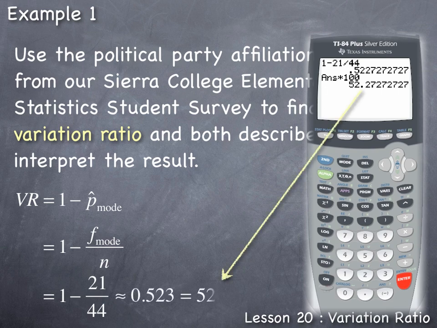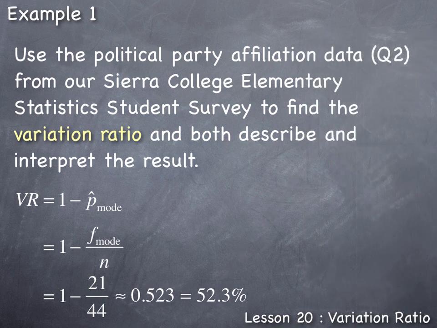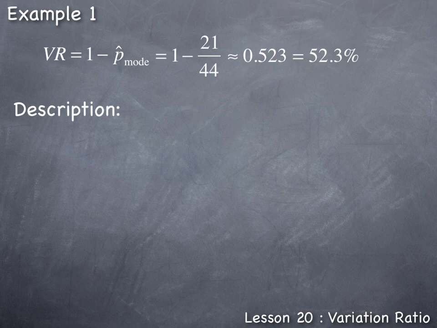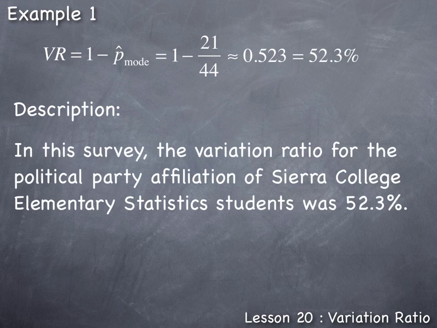Now that we could record this result off of our calculator screen, we're now ready to complete the problem by using words to both describe and interpret the result. The description just merely reports the results that's directly derived from the data. So we could say the following for our description. In this survey, the variation ratio for the political party affiliation of Sierra College Elementary Statistics students was 52.3%.